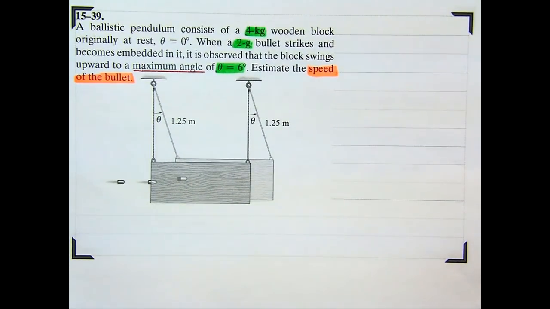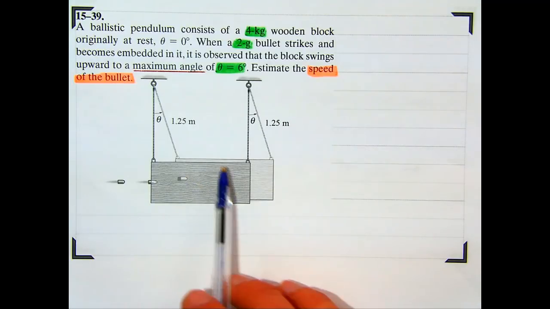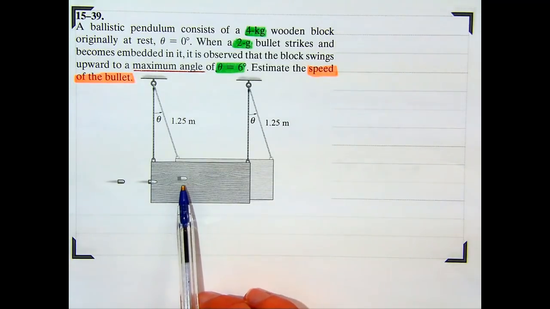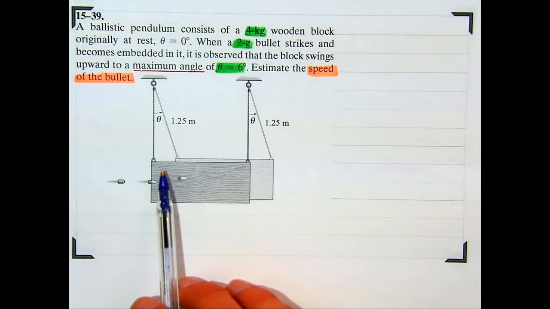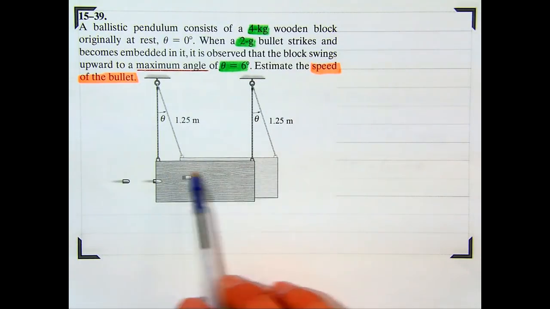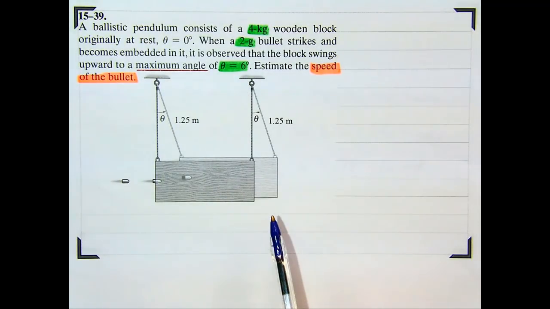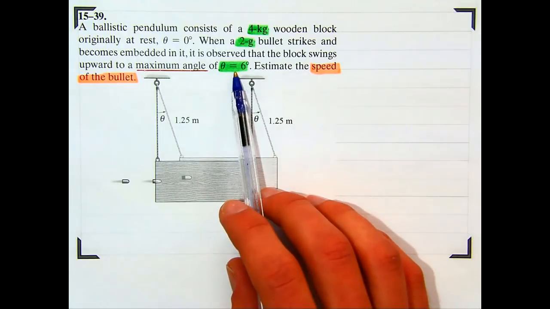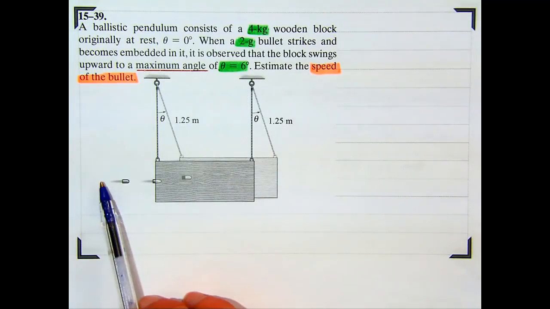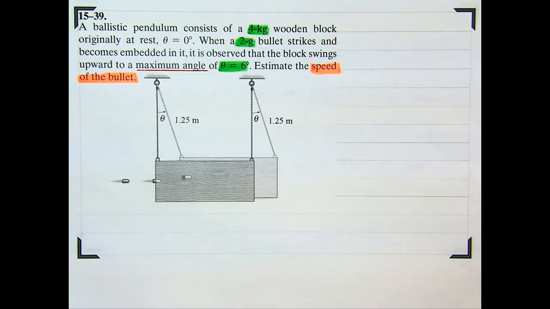Question 1539 deals with another collision. Here we've got a bullet being fired into a pendulum, which is initially at rest, and then it is observed that this pendulum swings up to a maximum angle of 6 degrees. Based on this observation, we should estimate the speed of the bullet before it hit the block.